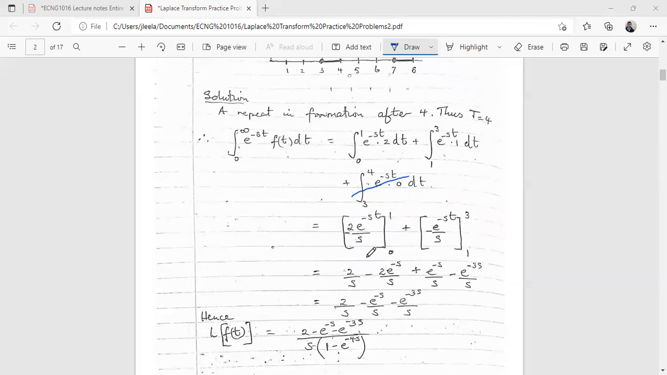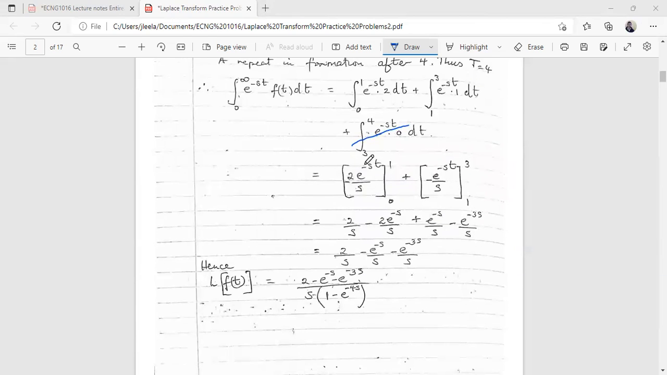So therefore you just integrate this here, which is minus 2e to the minus st over s. And you take the limits here, 0 and 1, and then the other part here would be minus e to the minus st over s. And you take the limits here, 1 and 3. So from this first part, when you plug in the limits, you'll get minus 2e to the minus s when you put in the 1, over s. And when you put in the 0, you'll get minus 2 over s, which is 2 over s.